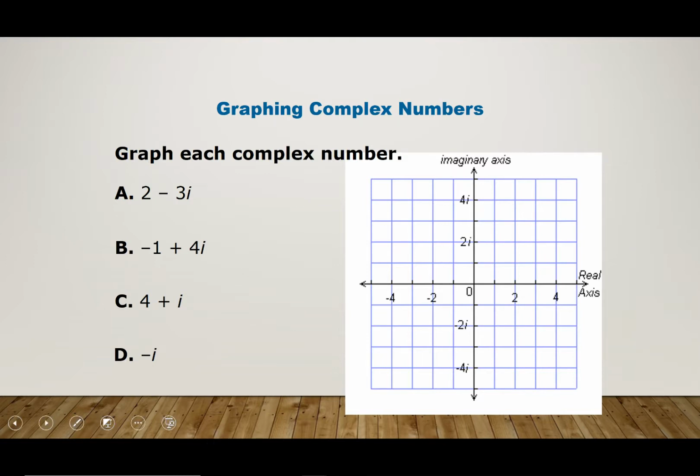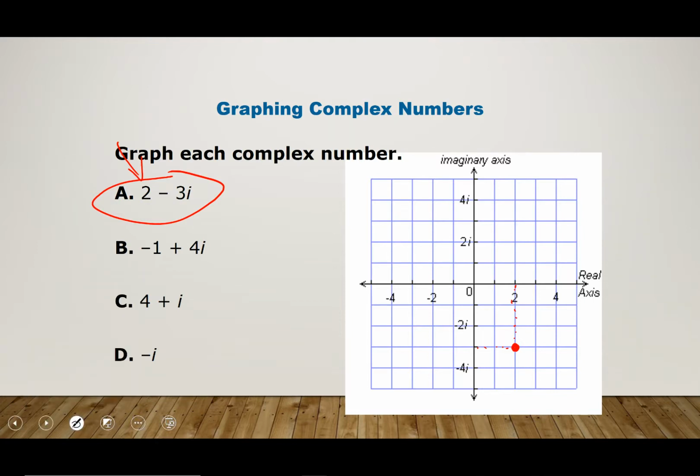Okay, let's again use color. So what should be the first color? Good, red was the choice I was going to pick as well. So A, 2 minus 3i. So the real part is 2, so you go to 2 on the real axis. And then the imaginary part's negative 3, so you go down 3 on the imaginary axis, and you'd have a point right there. See, that is 2 on the real axis and negative 3 on the imaginary axis. There you go.